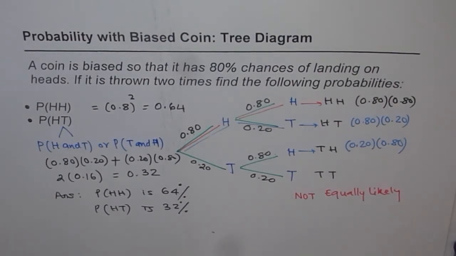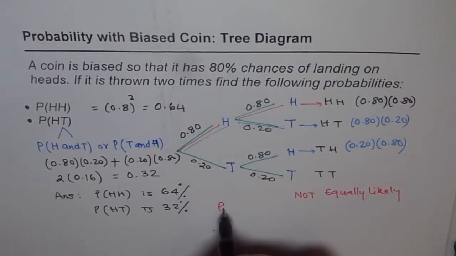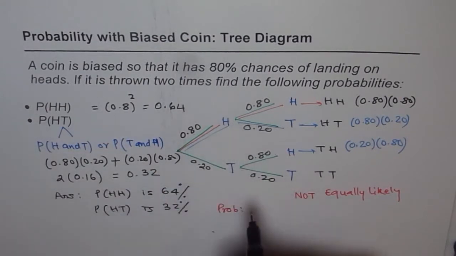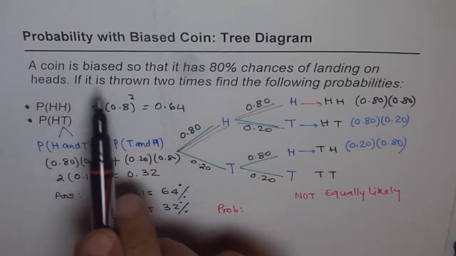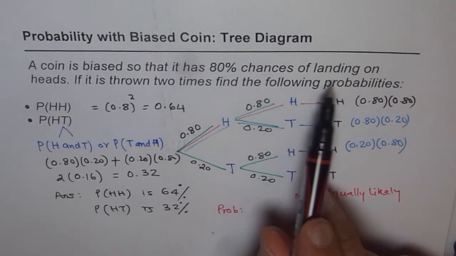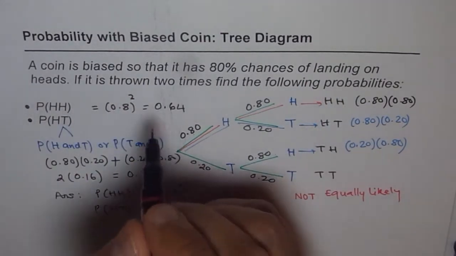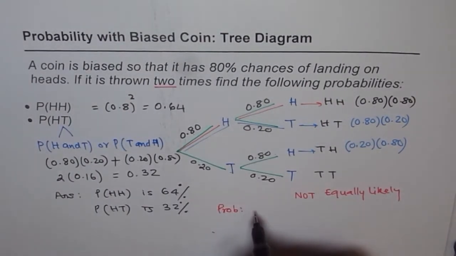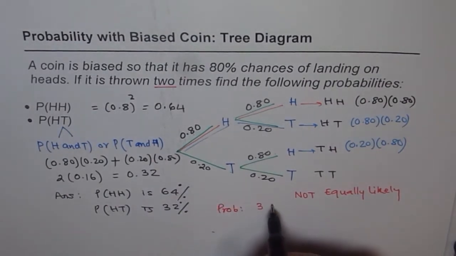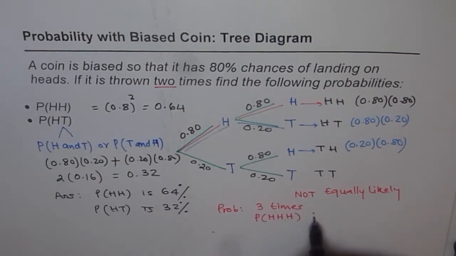Now, as an exercise for you, this is your problem. Your problem is to do the same thing with the same biased coin, which has 80% chance of landing on head. If it is thrown, instead of 2 times, let me make it 3 times, right? So we throw it 3 times. And in that case, find the probability of getting 3 heads. This is the first case. Or the probability of getting head, head and tail. 2 heads and 1 tail.